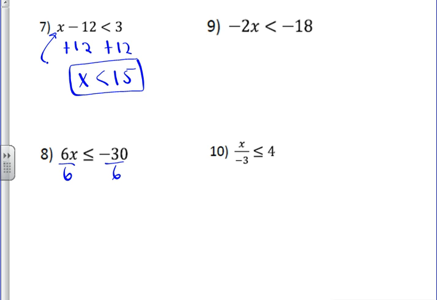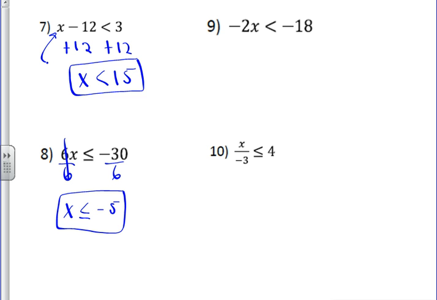You just divide both sides by 6. We do that to try to cancel out the 6s to a 1 because we want 1x. And so 1x is just equal to x. And then negative 30 divided by 6 is negative 5. Notice you don't do anything to the inequality sign because you divided by a positive.